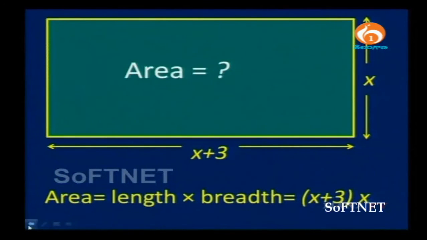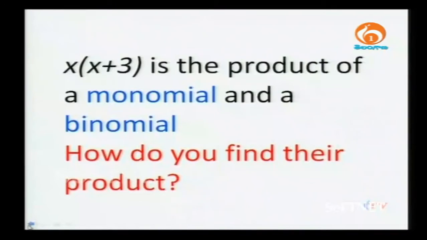Now, this is the rectangle whose breadth we consider as x and its length is taken as x plus 3. What will be its area? Area is equal to length into breadth, we know. So, length is x plus 3 and breadth is x. So, its area is x plus 3 times x, which we write as x into x plus 3. This is the product of a monomial and a binomial. How do you find the product of a monomial and a binomial? Do you know?